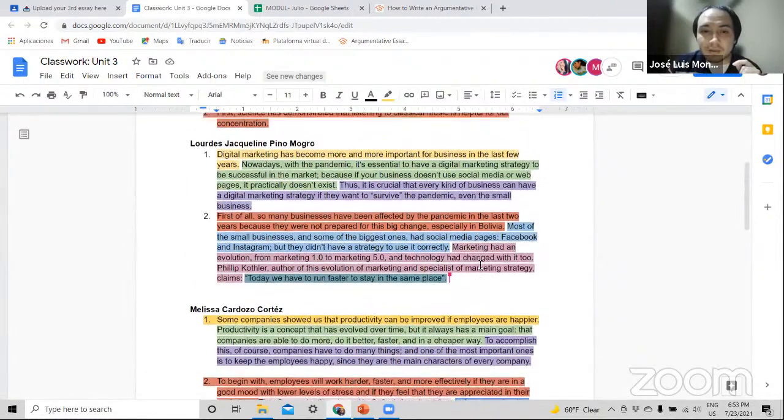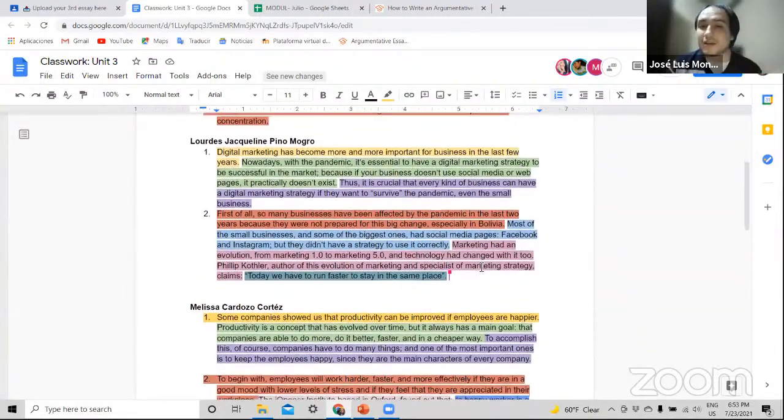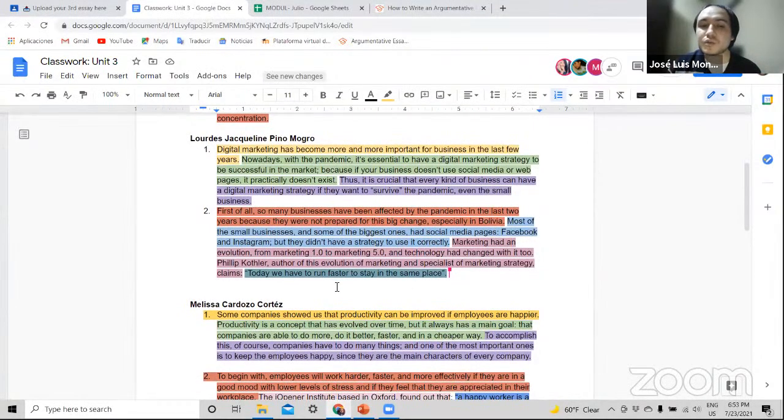So in this case, for example, let me show you. I know that perhaps Lourdes is going to look for a different citation. If she does, then she's going to explain that one. In case she's going to keep this that she has over here, we have to run faster to stay in the same place. She has to explain to the reader, right? In this case, she has to explain to me why this author is saying that. Why? Well, first, what's the reason behind it, right? And why is it important to mention this? We can summarize that in only 1 sentence or perhaps 2 maximum, okay?